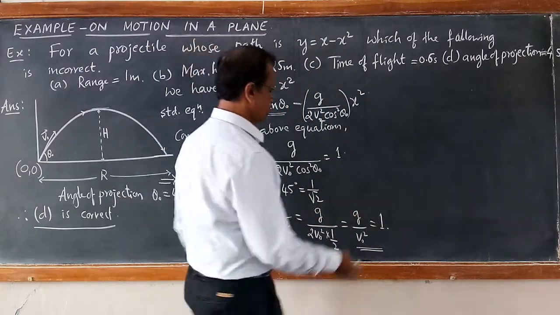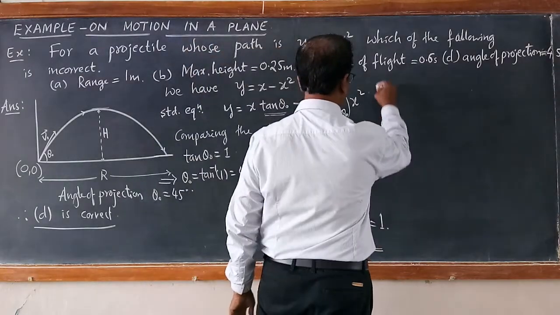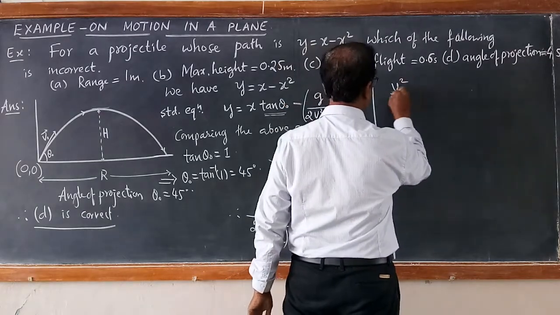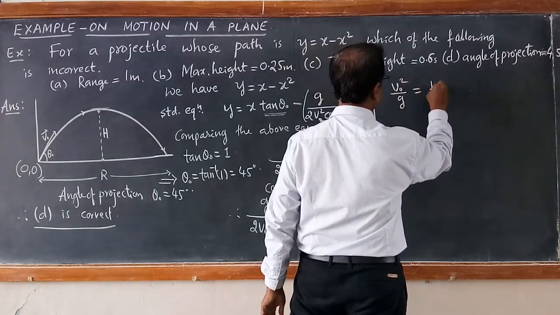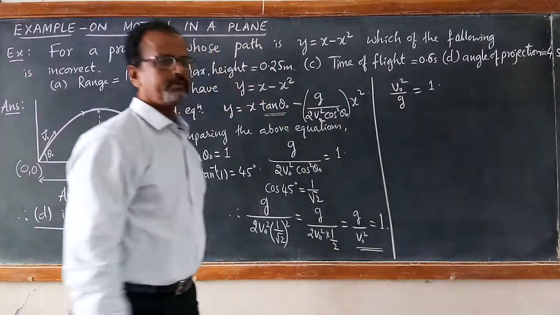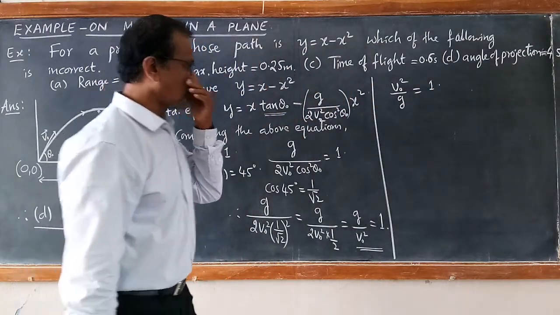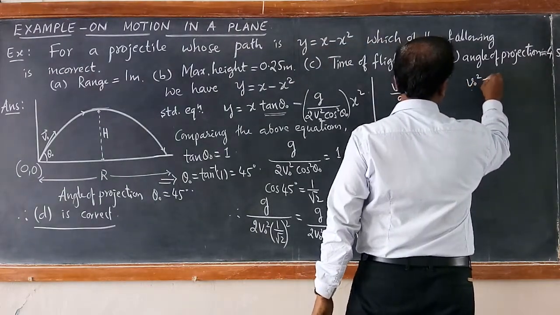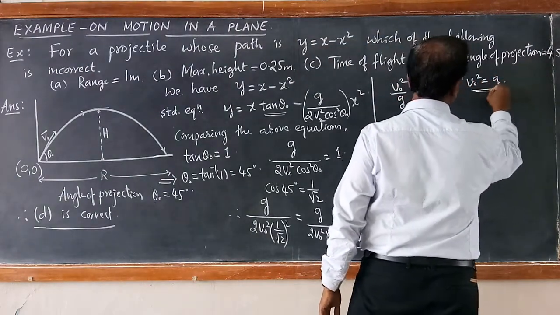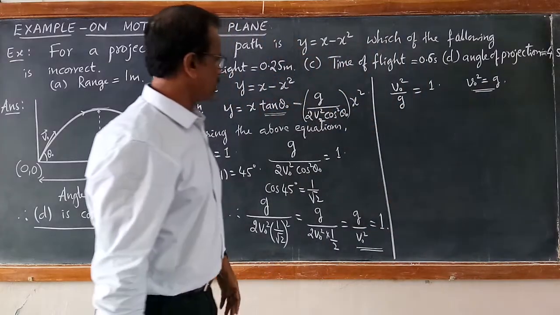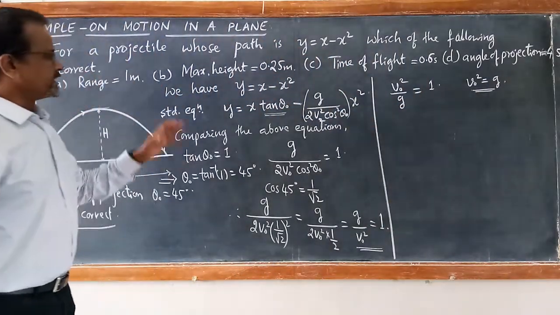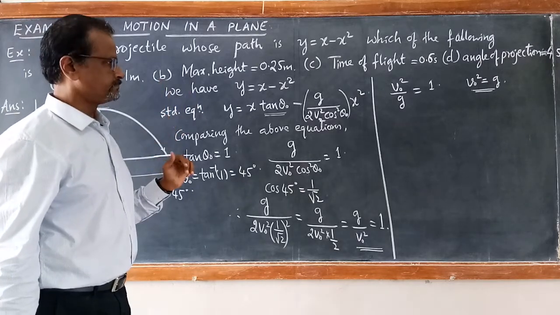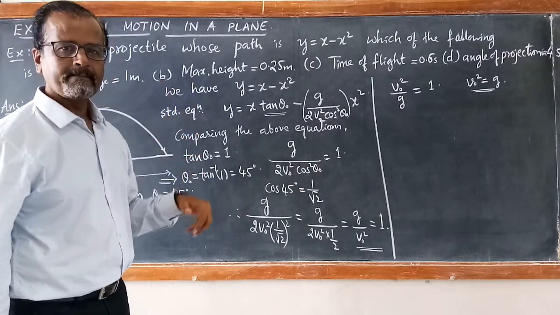This implies, we can write it in the reverse order: v naught square upon g is equal to 1. That also implies v naught square is equal to g. This result we will use in the next step. Now, what is the equation for the maximum height? Let us write the equation for maximum height.